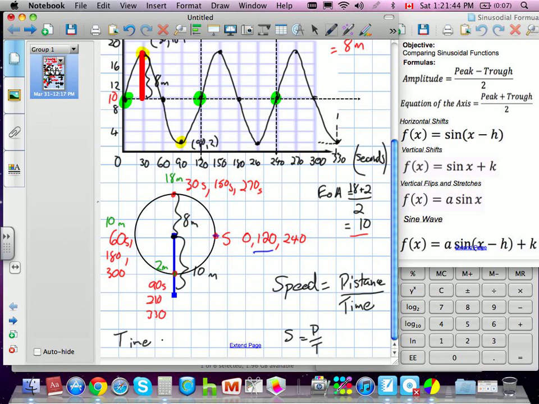120 seconds. So we got that piece of information already. So time is equal to 120 seconds. How do we figure out the distance of this circle?